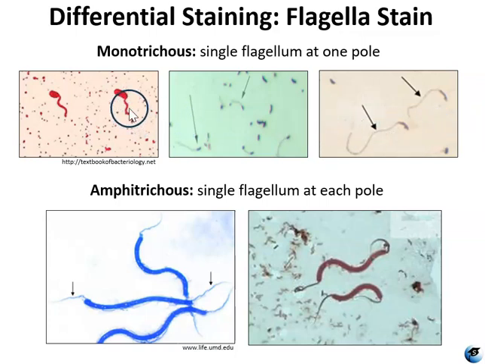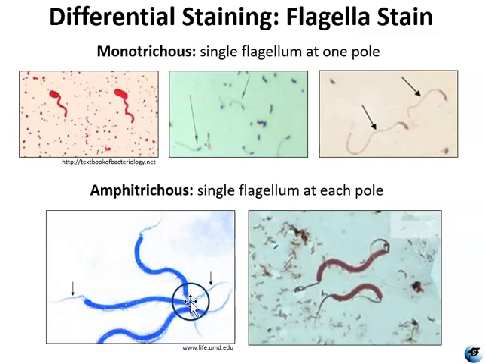Monotrichous have a single flagella at one pole, right? Single flagella at one pole. Amphitrichous have a single flagella at each pole. So one here, one here. I like to remember amphitrichous: if you know what ambidextrous means, you can write and do things with both hands with equal ability. So just think about ambi, amphi, one at each pole, right?